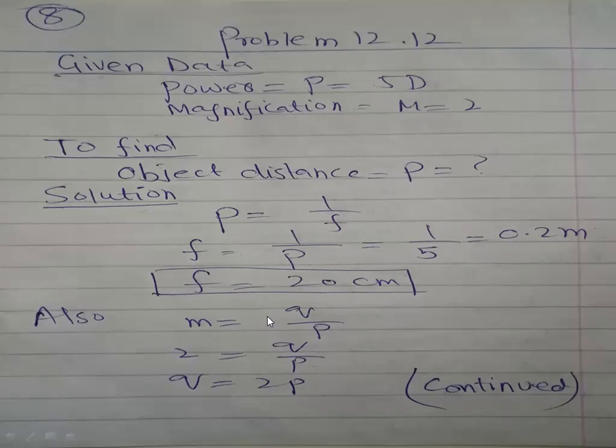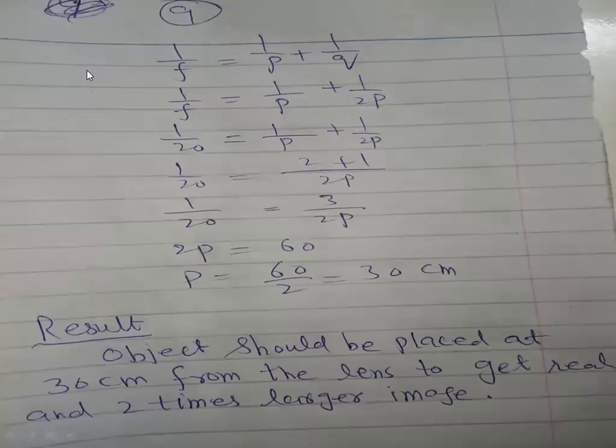Magnification formula, as I have used this formula so many times, you should know it very well now. M is equal to Q by P. M is 2, just putting the value. If we cross multiply, the image distance will be Q equals 2 times P. Now I put the value of F and Q equals 2P in the formula: 1 over F is equal to 1 over P plus 1 over Q. Focal length is 20 centimeters, and Q is 2 times P.